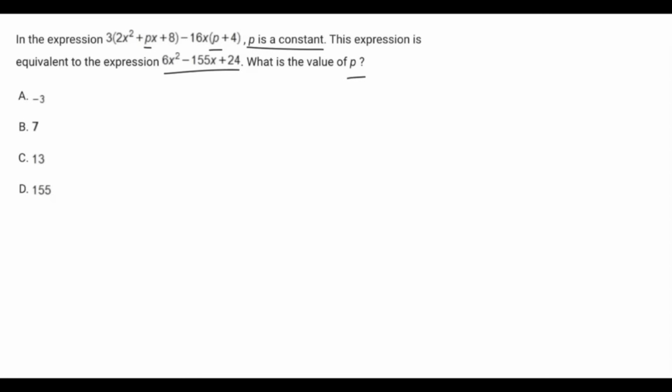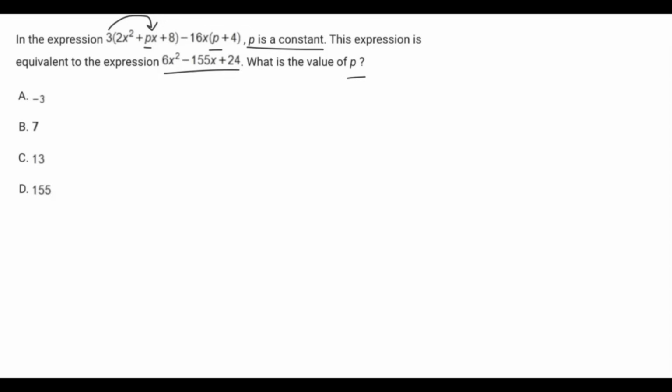But the thing to notice here is that p is only in the values of x. What I mean by that is you can see 3 times px, right? That's going to give you 3px. And then over here you have negative 16x times p. That's negative 16px, right? So that is all under the same x term.